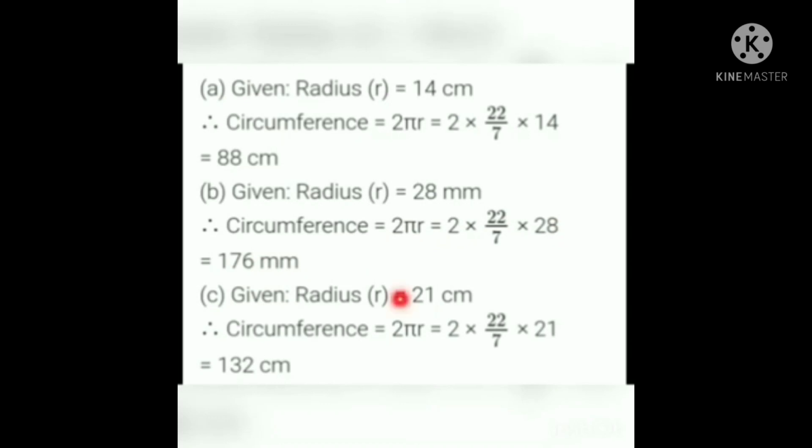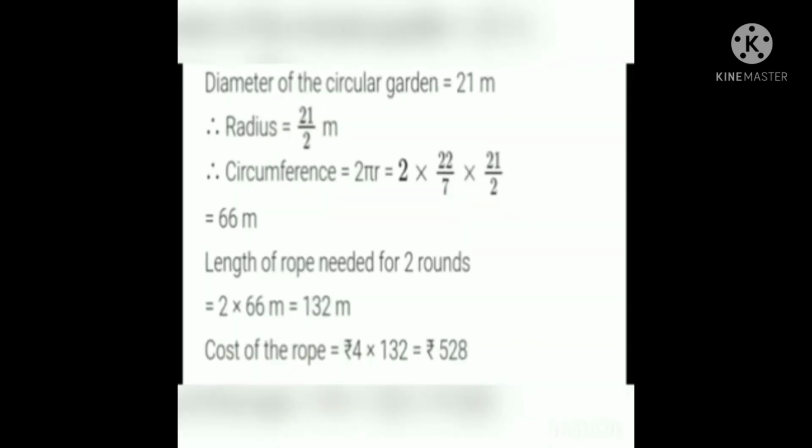Last one, 21 centimeter radius. Again substituting in the equation for circumference, 2 pi r: 2 into 22 by 7 into 21. Now 7 and 21, 7 into 3 is 21. So 7 and 21 cancelling, here 3. So 2 into 22 into 3, you will get 132 centimeters.